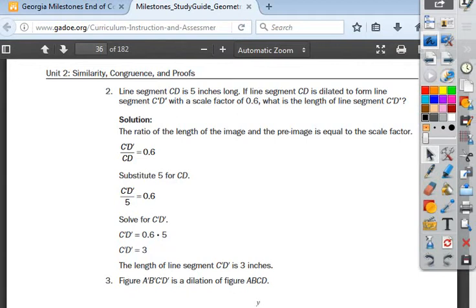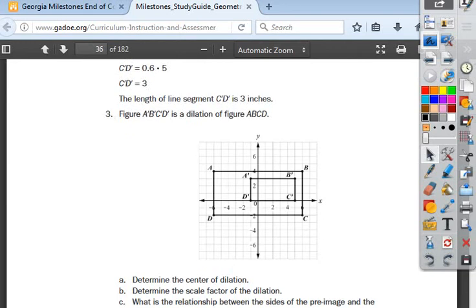Alright, what does this one say? A line segment is 5 inches long and is dilated with a scale factor of 0.6. If the scale factor is 0.6, is it getting bigger or smaller? Smaller. So I would say 5 times 0.6, and that would give me my new length. So 5 times 0.6 would be the 3 that they're talking about.